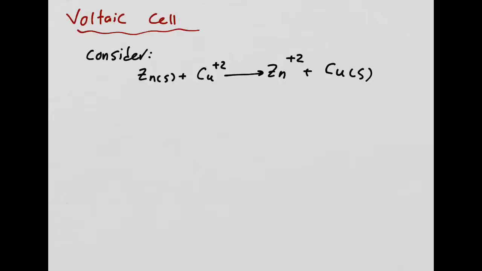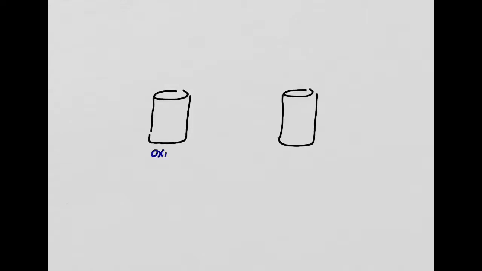We are going to have two beakers, okay? Here's one beaker over here, and then here's my other beaker over here. One of my beakers is going to be an oxidation half reaction, and the other one is going to be my reduction half reaction.